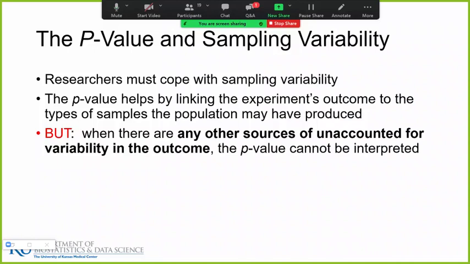And so when you're not doing that, this interpretation of the p-value is not correct. It's no longer the probability, the observed risk of a false positive finding. It's not, because it doesn't contain just sampling variability. It contains other kinds of variability, and then it breaks the interpretation.